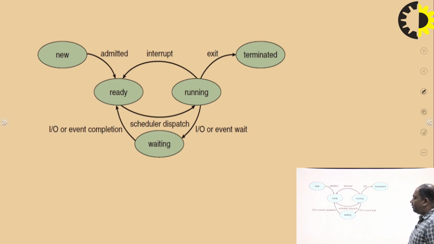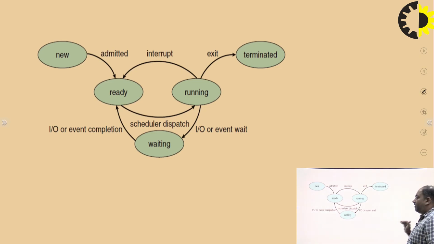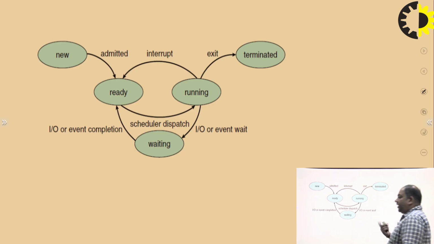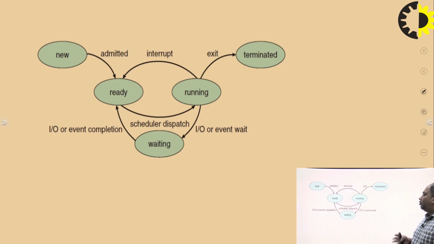When during the running of the process an interrupt comes, then it goes again to a ready state, or if we are waiting for some event to occur, then from running it comes into the waiting state, and when that event wait completes, it goes to a ready state again. From ready, again through a scheduler dispatch, it comes into a running state, and after running is completed it exits and goes into the terminated state. So, these are the 5 states of the process.